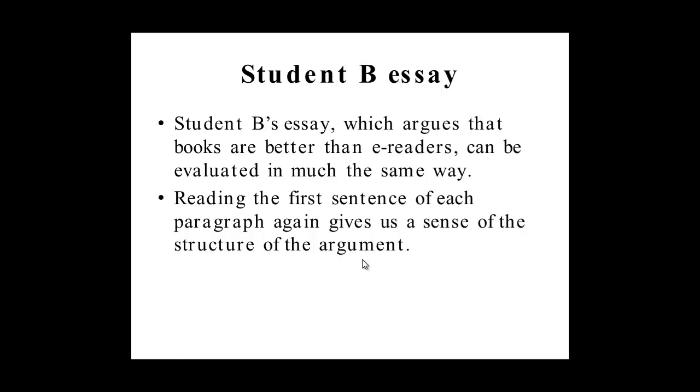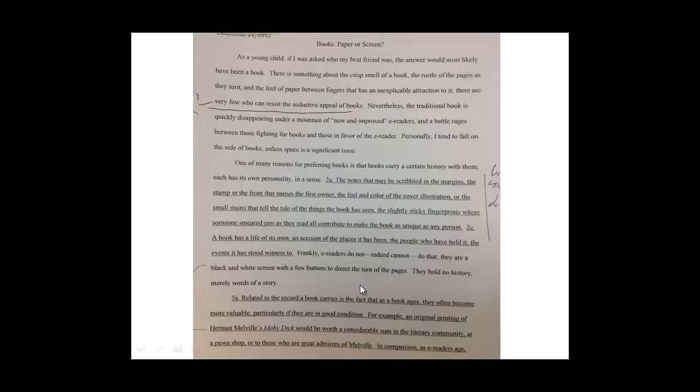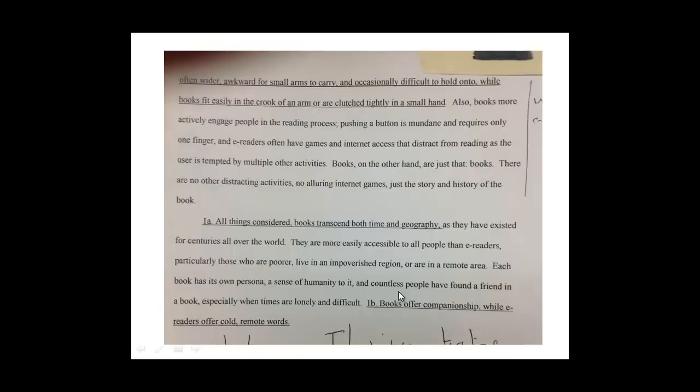Student B's essay, which argues that books are better than e-readers, can be evaluated in much the same way. Reading the first sentence of each paragraph again gives us a sense of the structure of the argument. Teachers again pause and have students read through just the first sentence of student B's essay. And again, if you don't have that handout from class handy, this is the first page of student B's essay. This is the second page of student B's essay. And this is the third page of student B's essay.